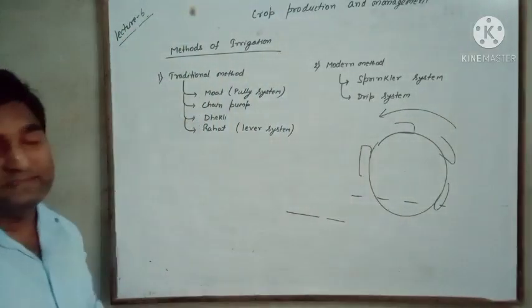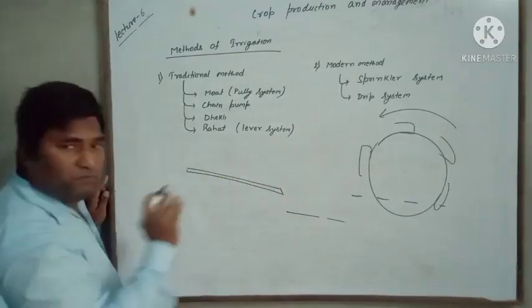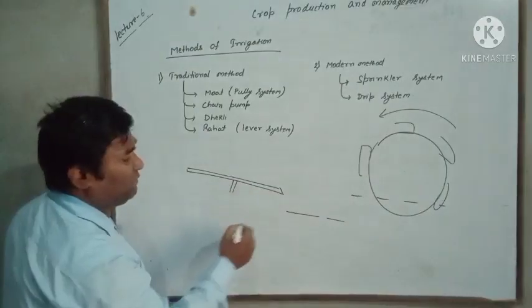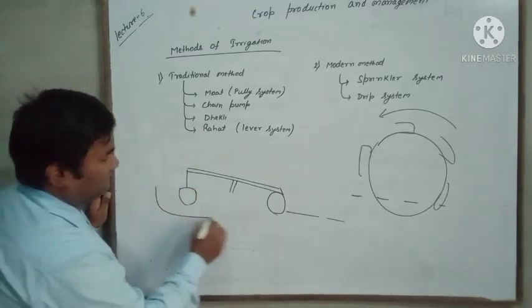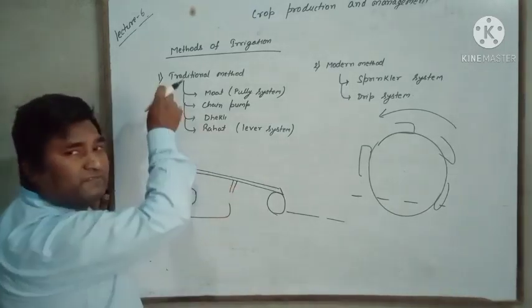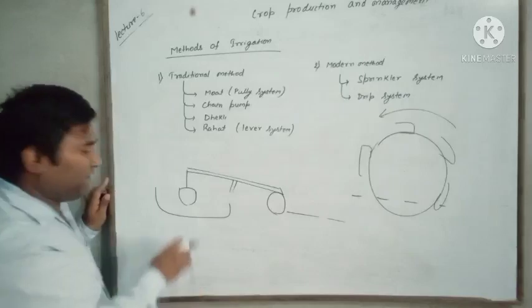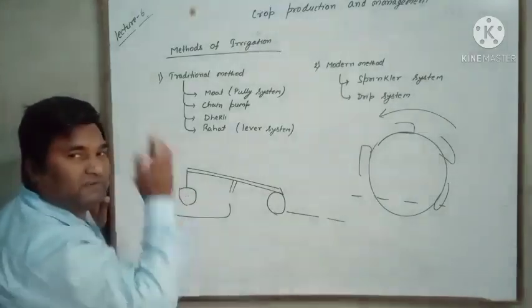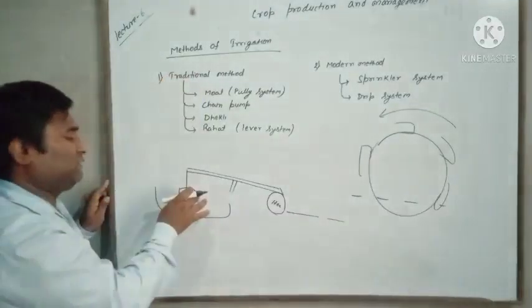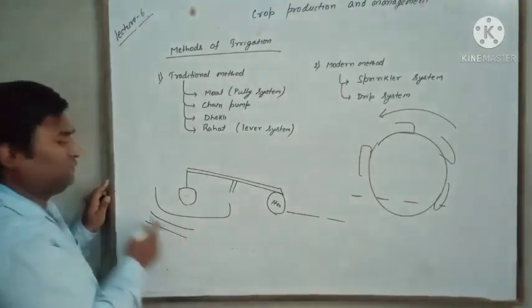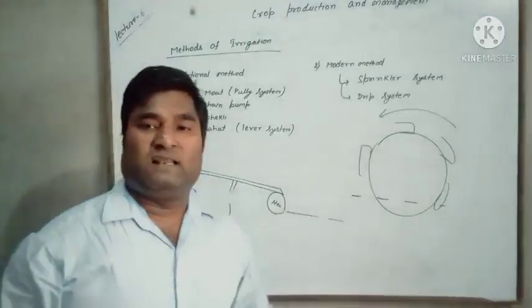Next is the dhekli system. In the dhekli system, a bamboo is there, and a heavy load is placed here, and here a bucket is connected. This is the water body. A person will push this bamboo into the water body. It will fill the bucket. Then they will release the pressure due to this heavy load. The dhekli will come out and the water is poured out, and the canal will take the water to the field.